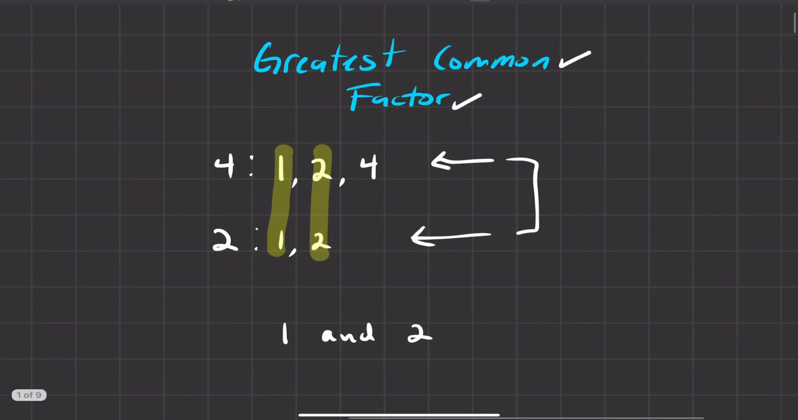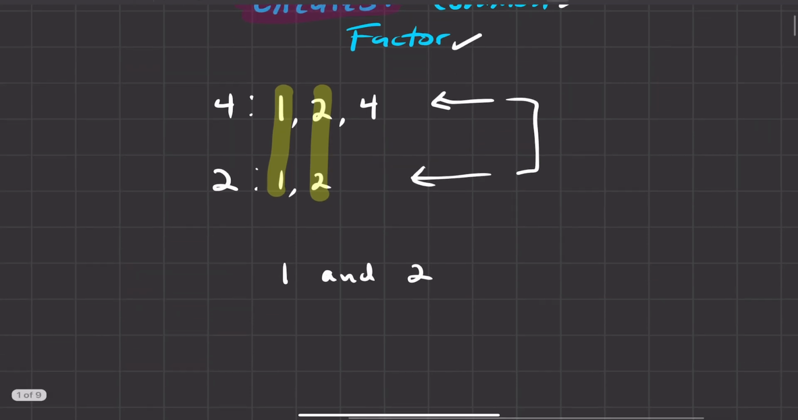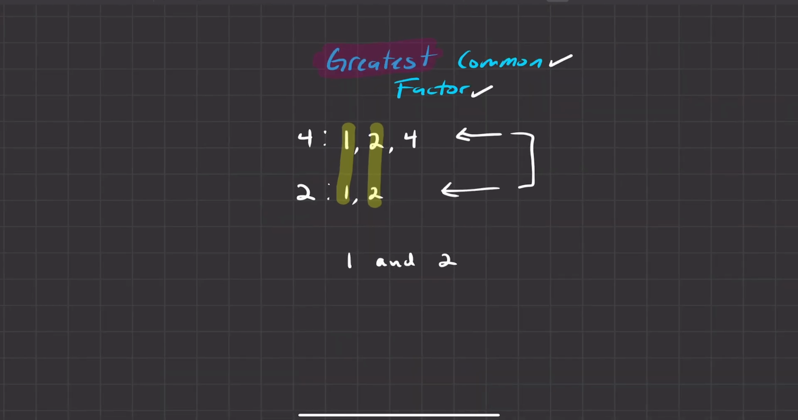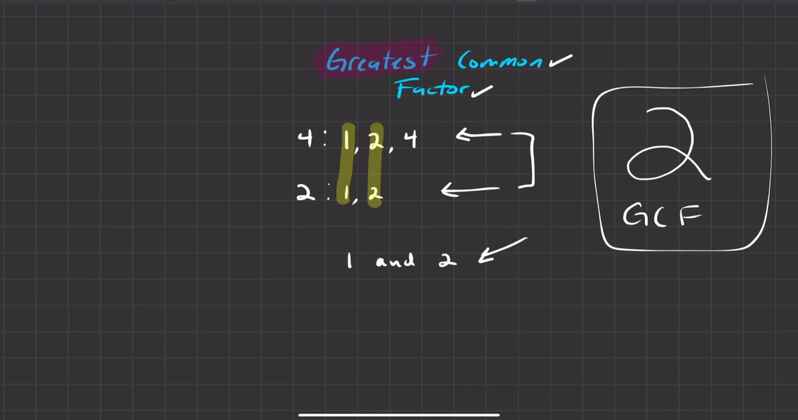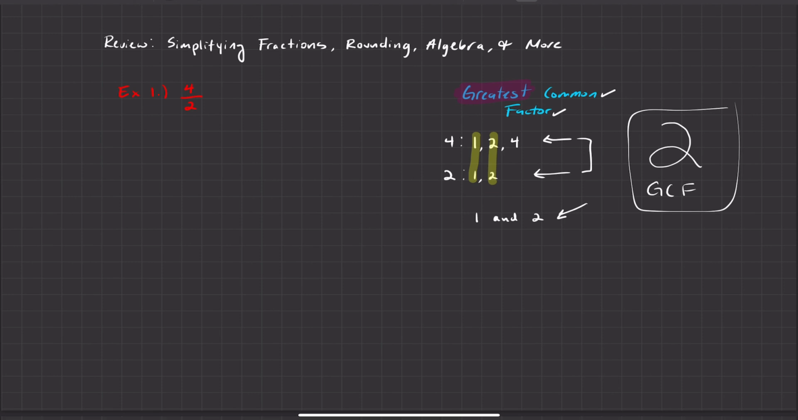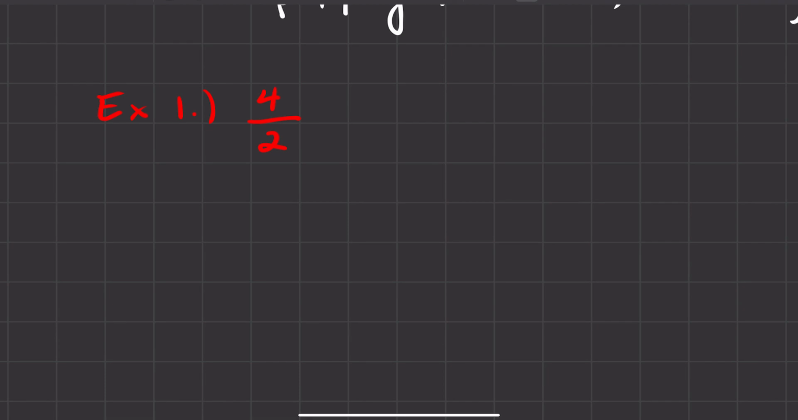Now the question is, what does it mean for something to be the greatest common factor? I have my common factors here, 1 and 2, and I'm looking for the larger number. 2 is obviously larger than 1, so that means 2 is my GCF, or greatest common factor, in this case. So that's my greatest common factor. What am I going to do with that 2? I'm going to go back to that original problem and put a division sign here and a division sign here. Oops, I already spoiled it.